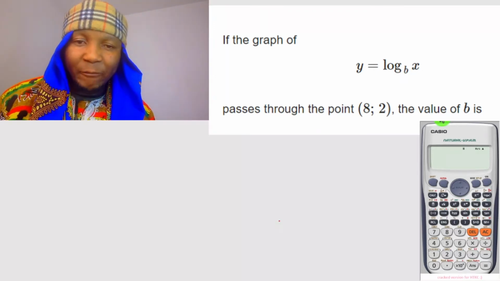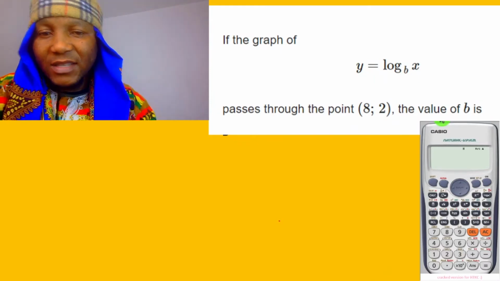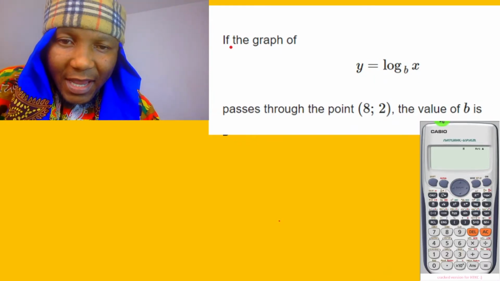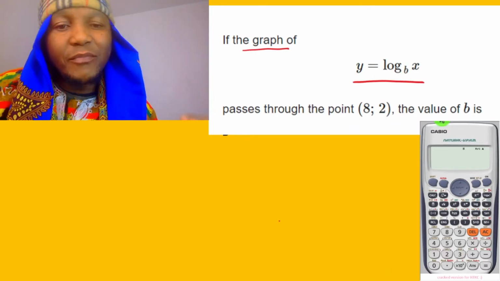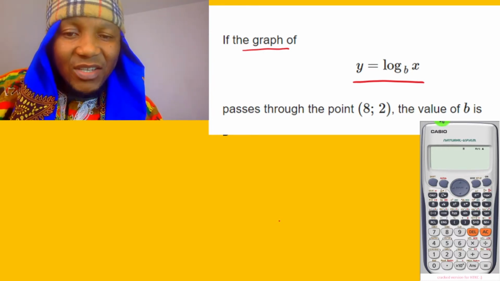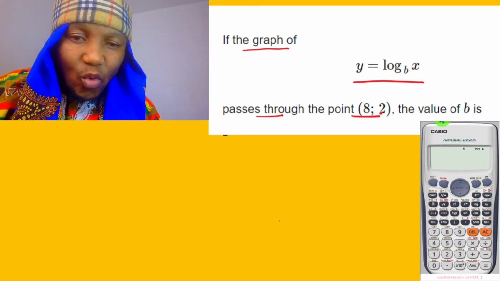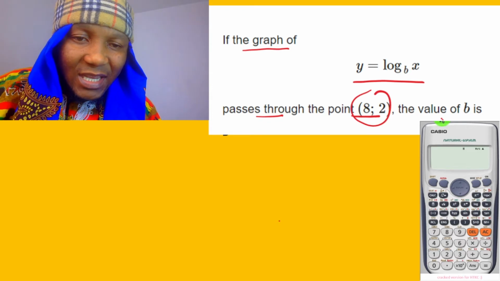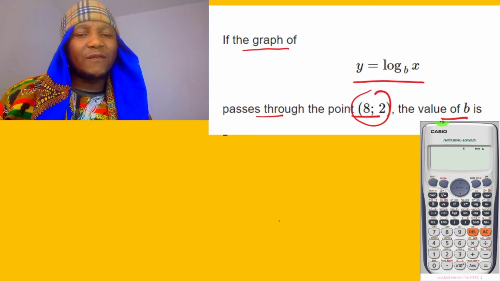So, let's say you have this question here. Let's say, in the graph of, but it didn't show us a graph, okay? But let's say this graph is going to pass through these coordinates. The value of b is, they want to get the value of b, okay?